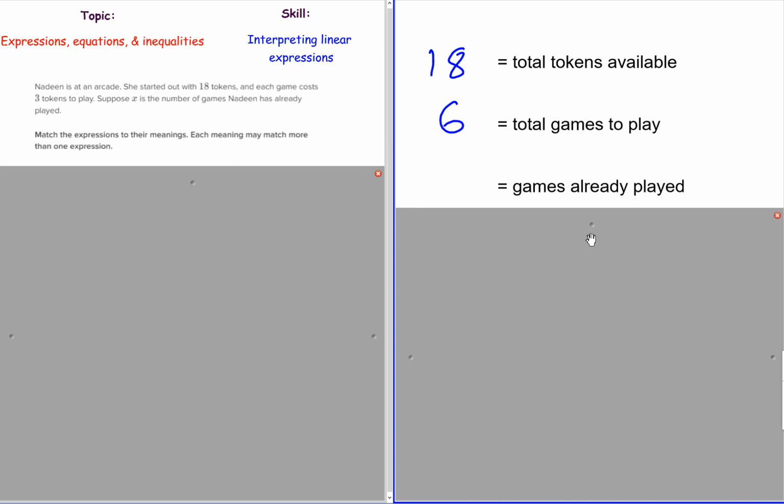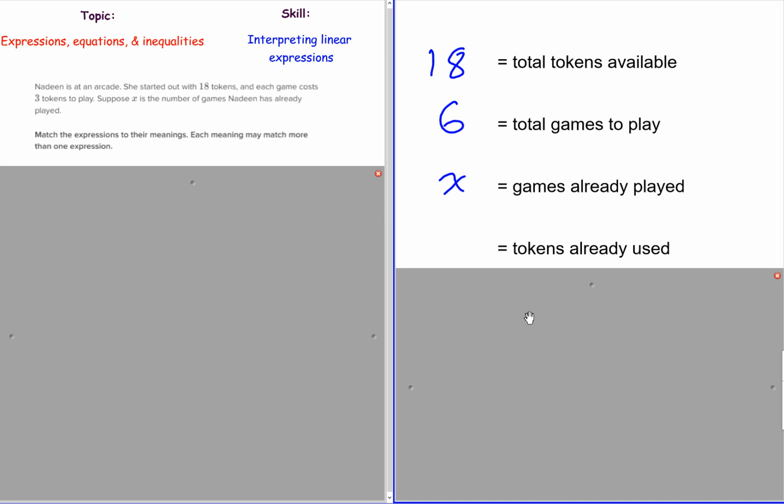How many games has she already played? Well, X was given to us as the games she's already played. How many tokens has she already used? Well, this is a little tough, but you have to actually think about what's going on here. If it's 3 tokens per game, per play, I should say, and she's already played X games, then hasn't she already used 3 times X?